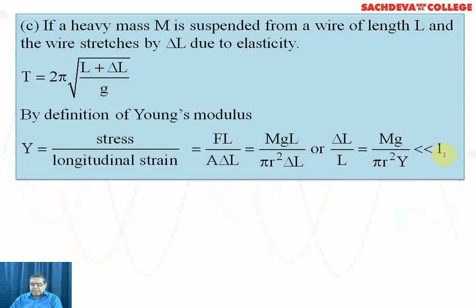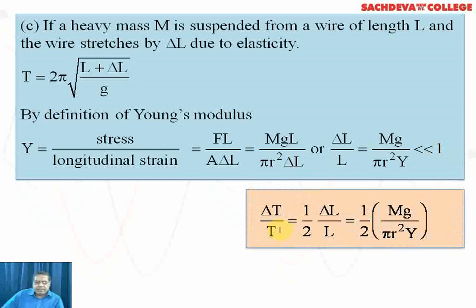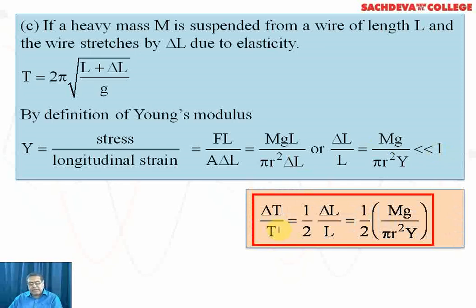And r can be replaced if required by diameter over 2. If we replace it by diameter over 2, we will find that r square will be D square over 4, and then we can simplify our result. Now, there is a formula for the change in time period over time period, that is delta T by T. This is given by half of delta L over L. So it is written as half of, and for delta L over L we have computed the value, that is mg over pi r square into Y.